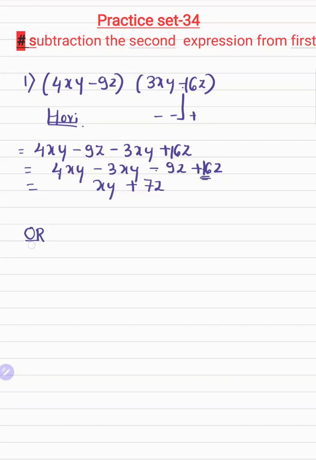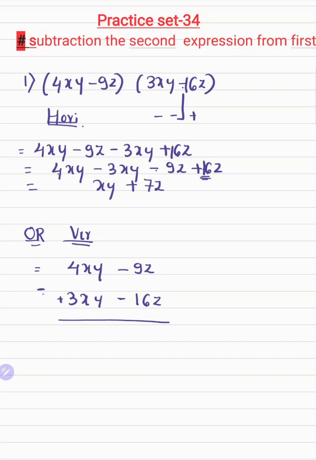Then the other method, vertical. Write the question 4xy minus 9z, and below it 3xy minus 6z. The subtraction sign is there, so the signs change: plus stays plus, minus becomes plus. So 4xy minus 3xy is xy, and the sign is plus because it is the bigger integer. Then minus 9z plus 6z, the bigger integer is 9. Both expressions are solved. Now the second one.